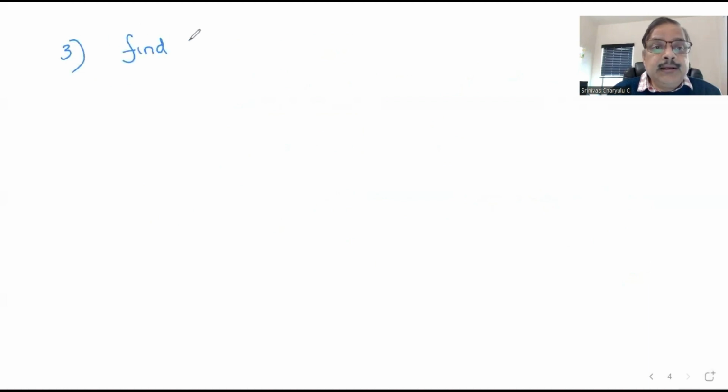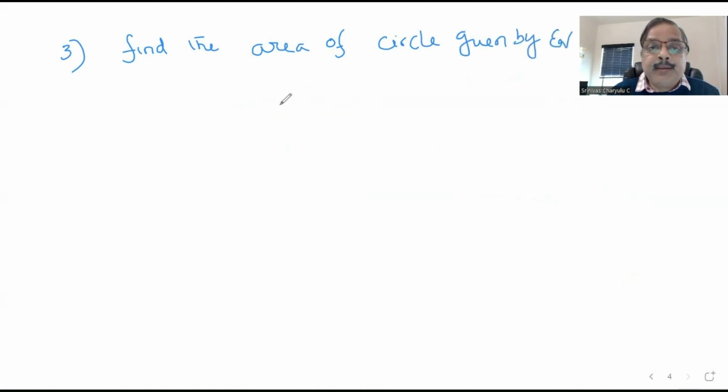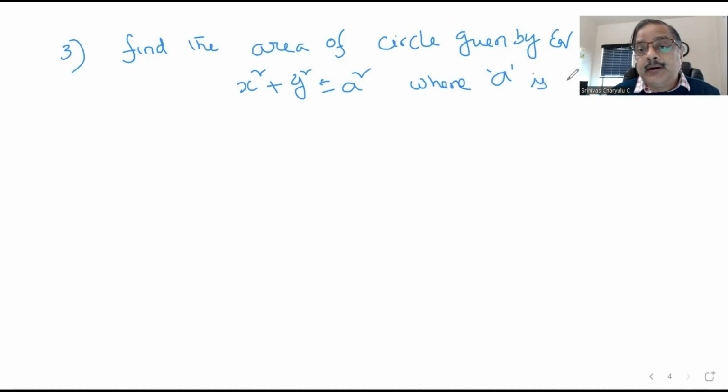Find the area of the circle given by the equation x square plus y square is equal to a square. That is the equation of a circle, where a is called as radius. Where a is called what? Radius. So let us draw one small circle like this.